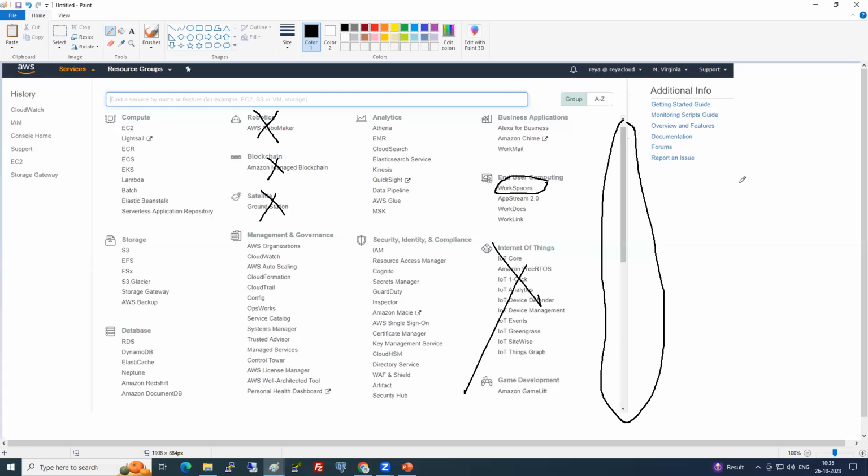Sir, can you please scroll down? This is Paint. I cannot scroll down.